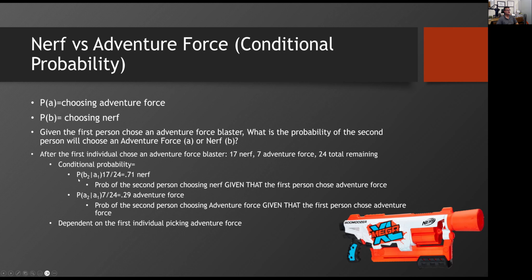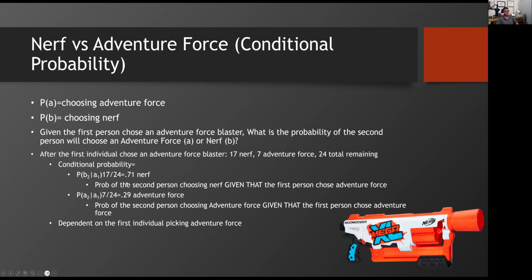So, what is the probability of B2? B2 means the second person chose the Nerf blaster, and that vertical line there means "given that." So what is the probability that the second person will choose a Nerf blaster given that the first person chose an Adventure Force blaster? And that is 17 out of 24. Why? Because there are 17 successes. 17 is the number of Nerf blasters left out of 24 possible blasters that they could choose from. So 17 successes out of 24 total possible choices.